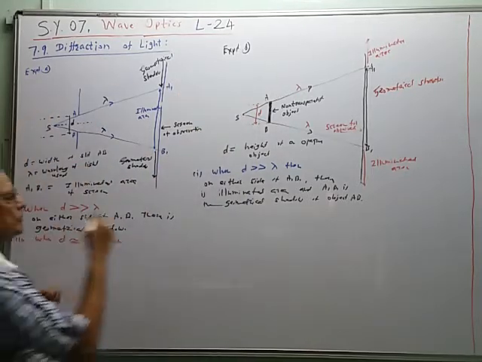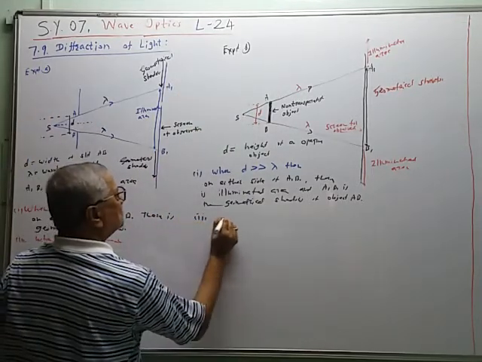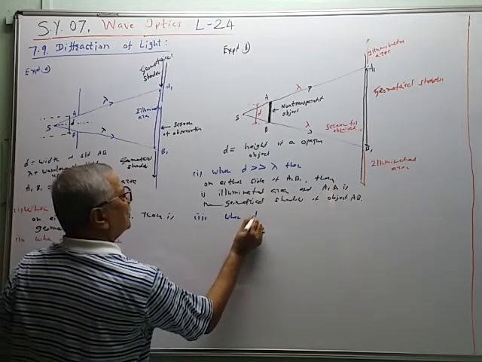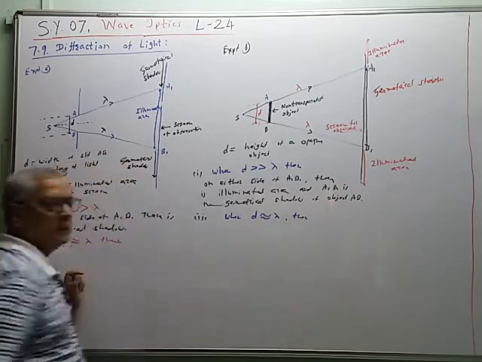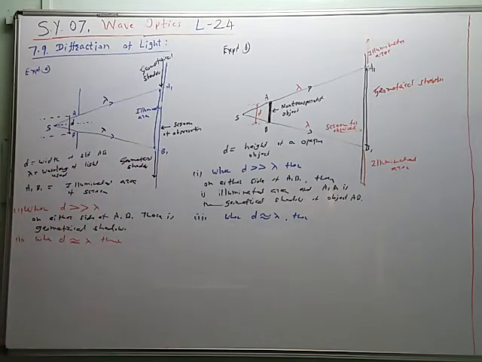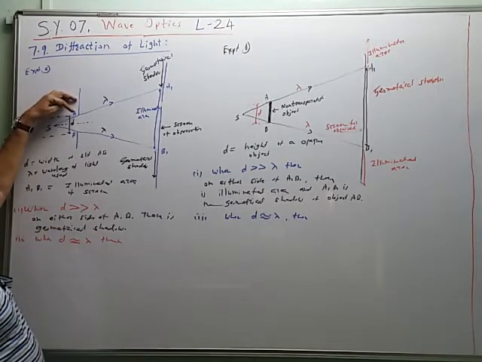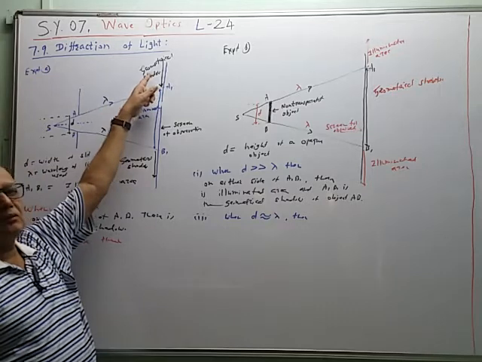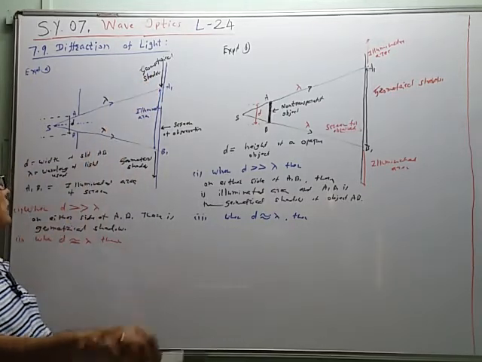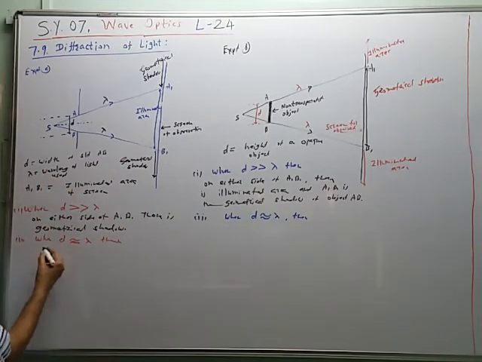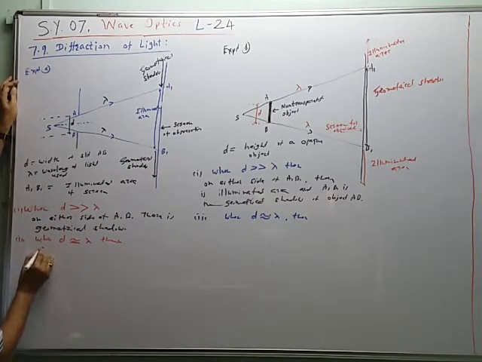Now, in this case again, if we decrease the height of the object, if we decrease the width of the slit, what will happen? So, this second case is important. When D is comparable with lambda, then what will happen? So, in the first case, some light waves enter into the region of geometrical shadow above A1. So, they bend at the corner and enter.